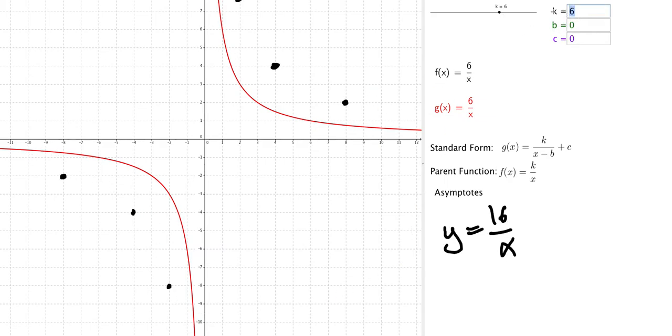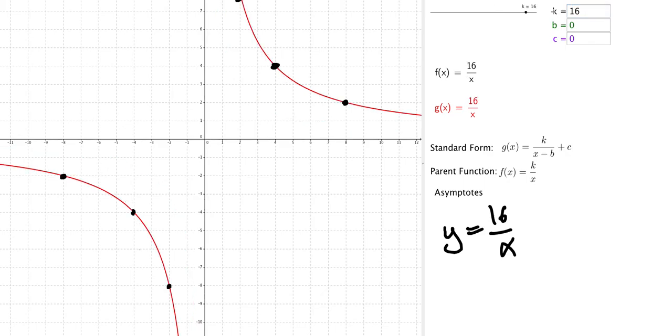So let's change this to 16. And there you have it. Alright, so that's how it works for graphing with just a k value.